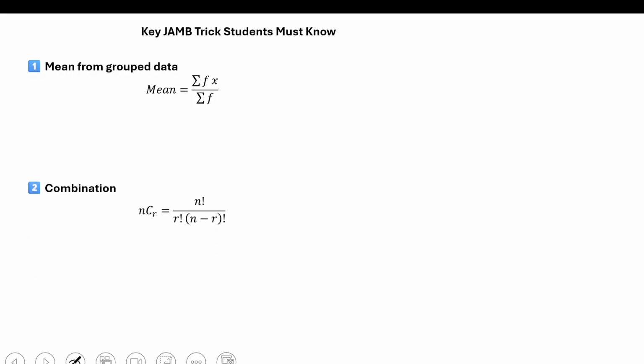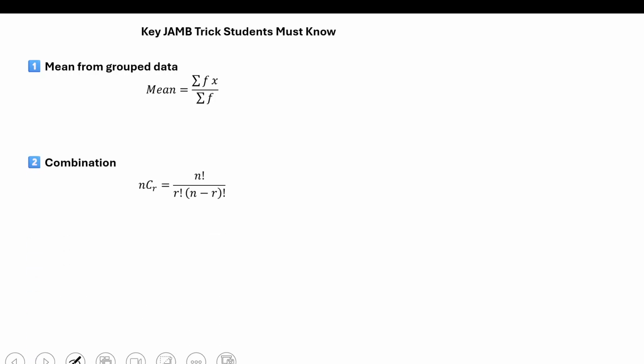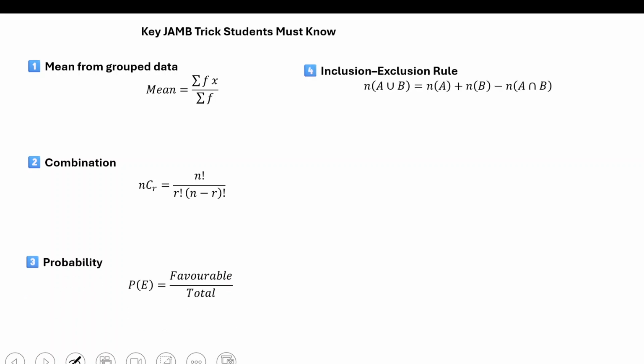All right. So key JAMB tricks you should know. Sigma fx over sigma f will give us the mean for grouped data. Our combination again: n combination r is n factorial over r factorial open bracket n minus r close bracket factorial. Probability is favorable outcome over total outcome. And the inclusion exclusion principle is this formula from the Venn diagram.